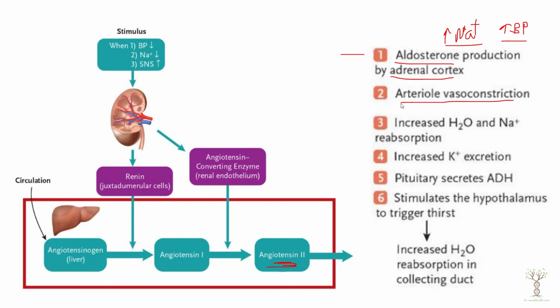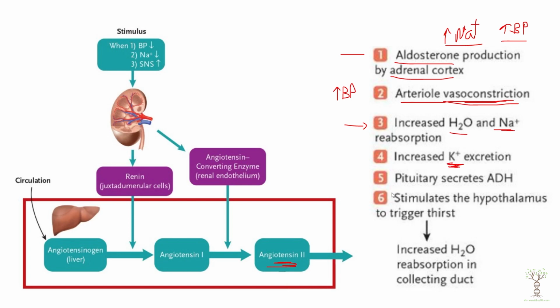Angiotensin 2 can also cause arterioles and other blood vessels to constrict. When we constrict blood vessels all over the body, we are going to increase our overall blood pressure. Angiotensin 2 also tells the kidney to reabsorb more water and sodium. The other thing that's interesting is when we're reabsorbing more sodium, we are excreting more potassium.